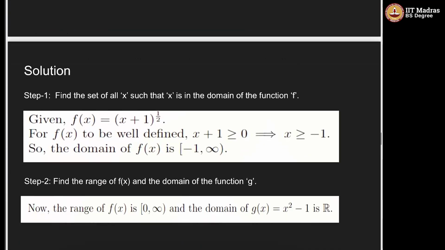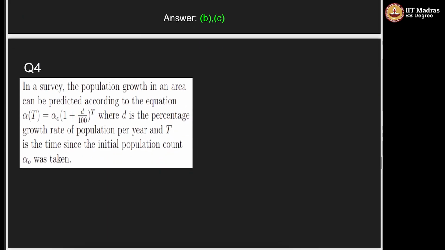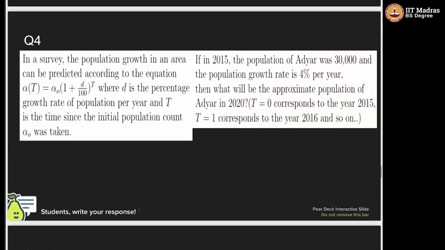Let's move to the next question. So this is the fourth question. In a survey, the population growth in an area can be predicted according to the equation. So this is the equation.